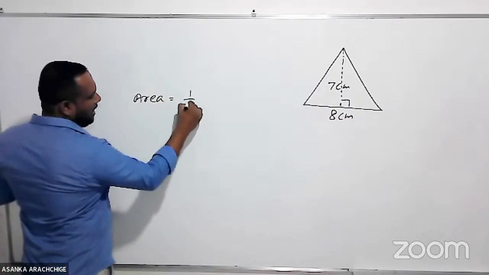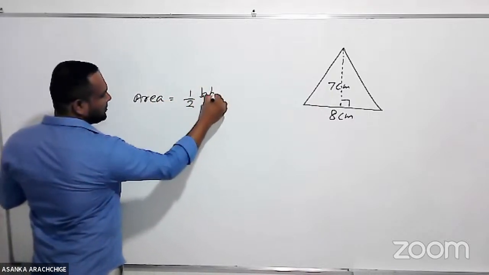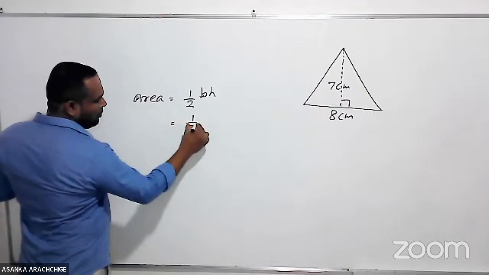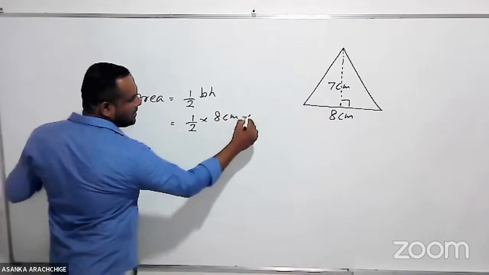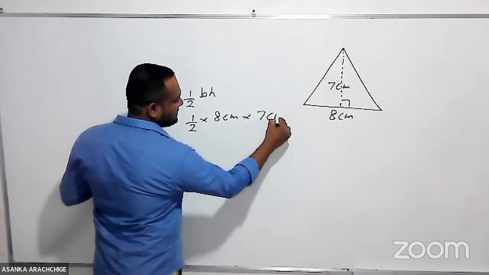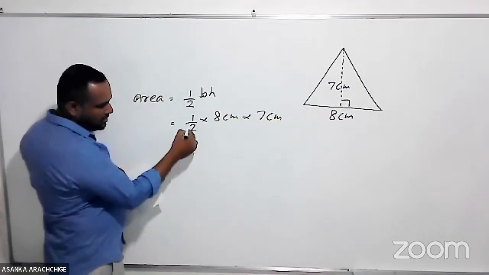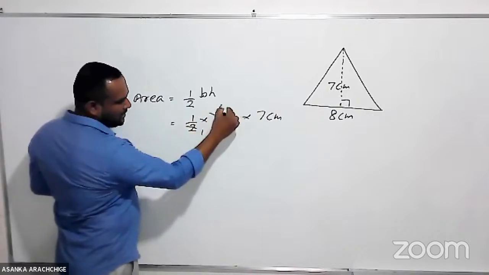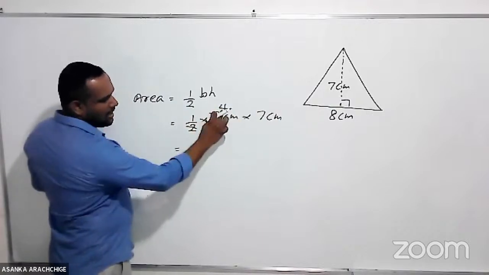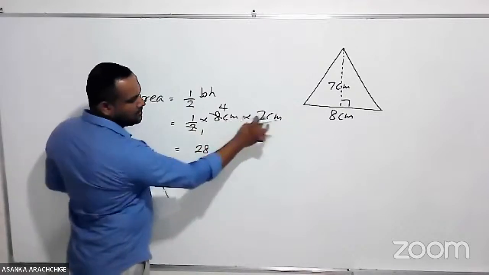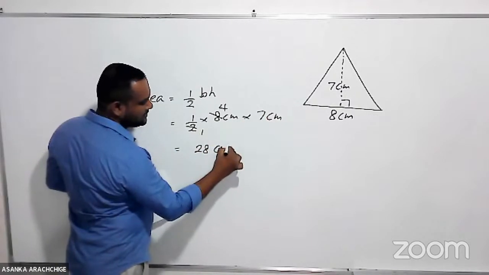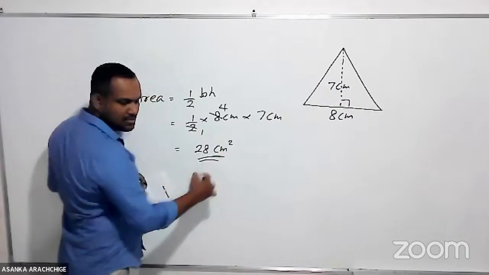Area equals half BH. Half B is 8 centimeters. The perpendicular height is 7 centimeters. 2 times 1, 2 times 4. 28 square centimeters. 4 times 7, 28. Centimeters into centimeters is square centimeters.